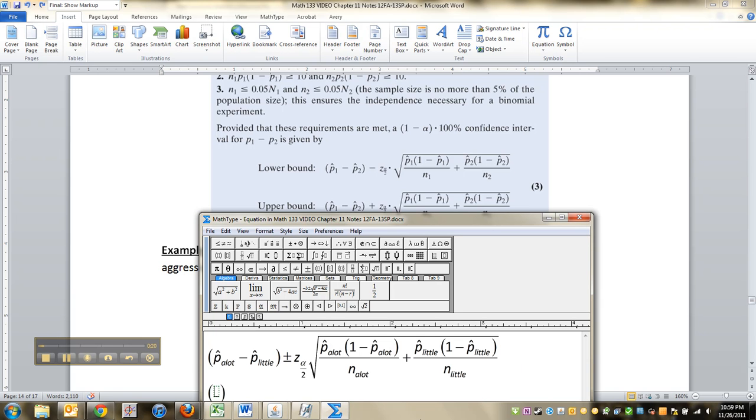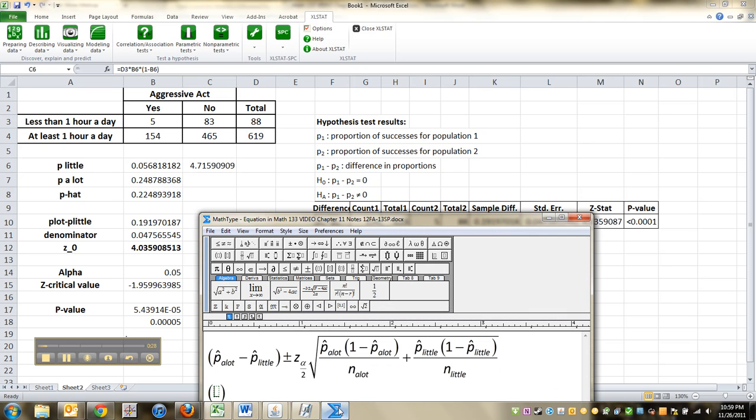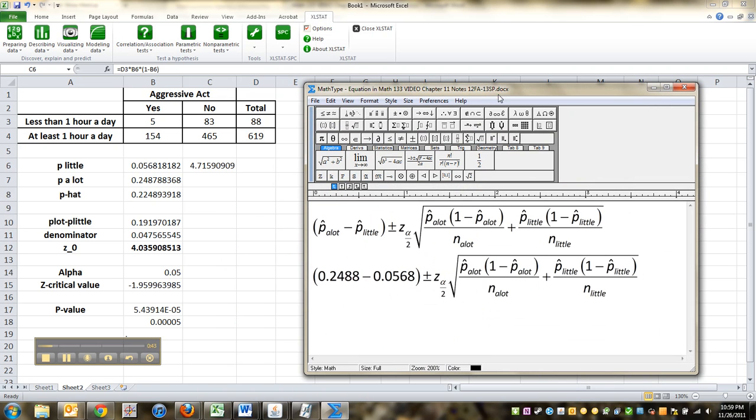And now we know that the proportion for a lot was 24.87%, 0.2488. And the proportion for a little was 0.00568. And I'm going to use those numbers all over the place. Matter of fact, I'm just going to copy and paste this bit in here. I'm going to bring this up so you can see it.